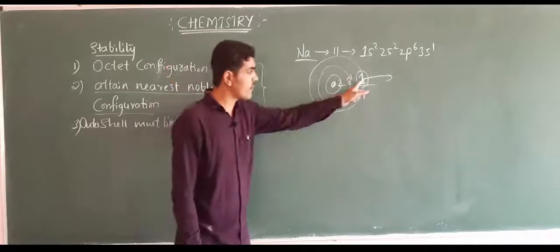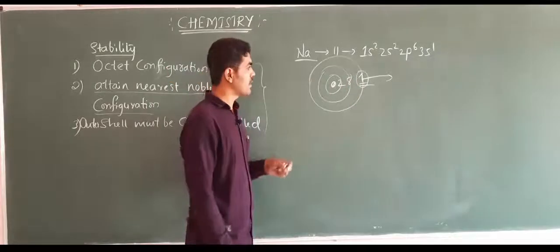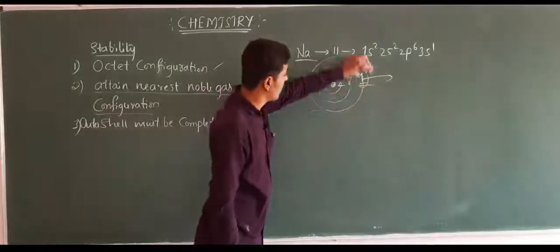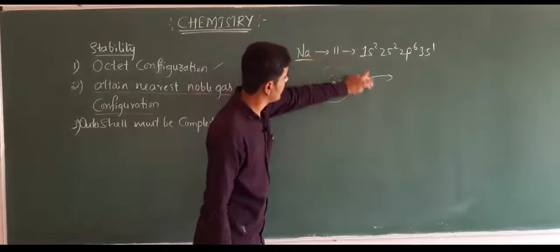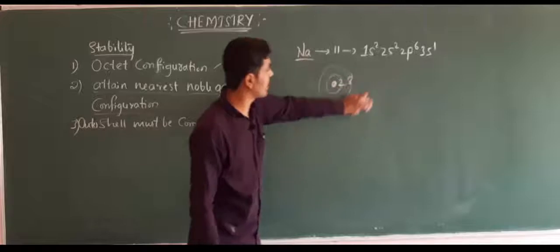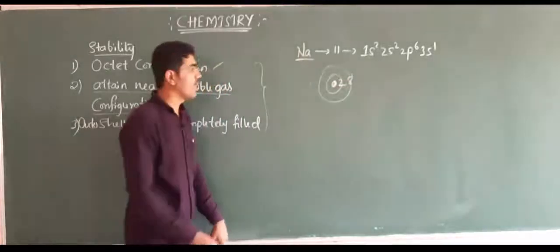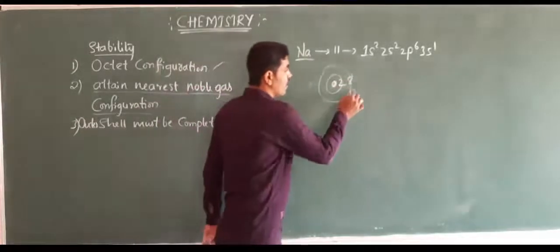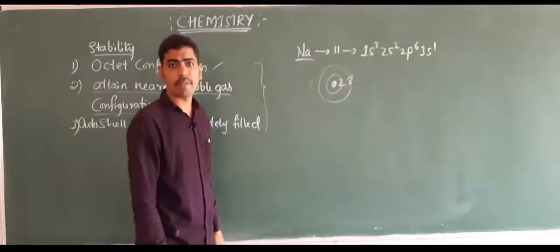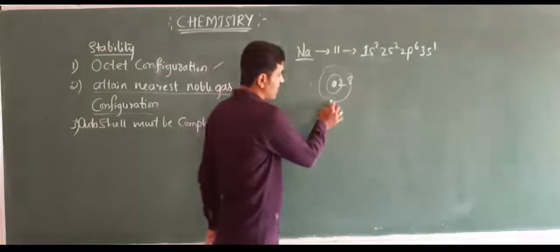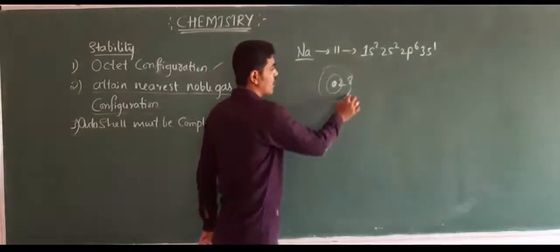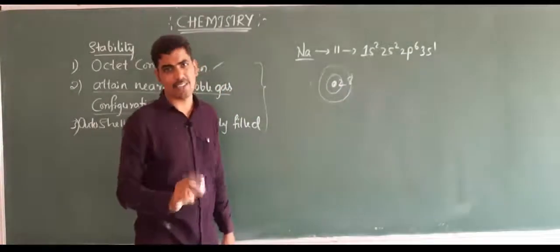When it loses 1 electron, then what happens? This shell gets completely vanished. Then how many electrons will remain in this sodium atom? 10 electrons. And if you observe here, the outermost shell is the second shell.